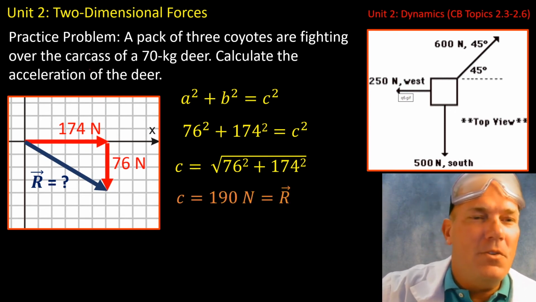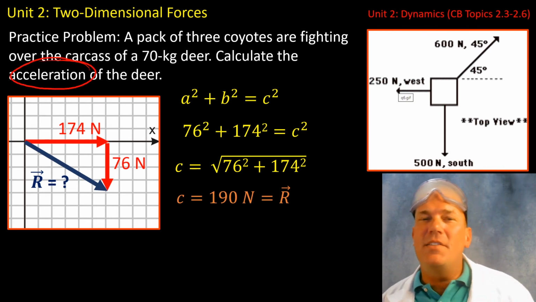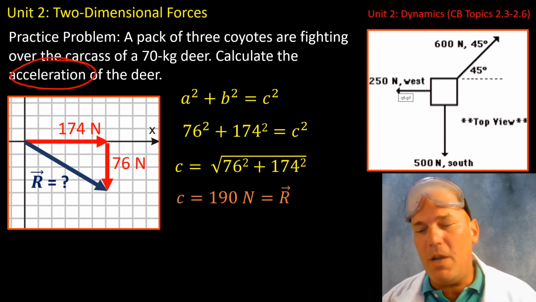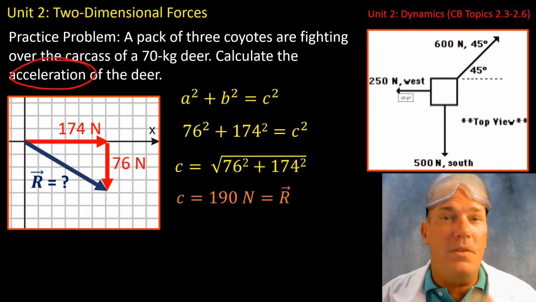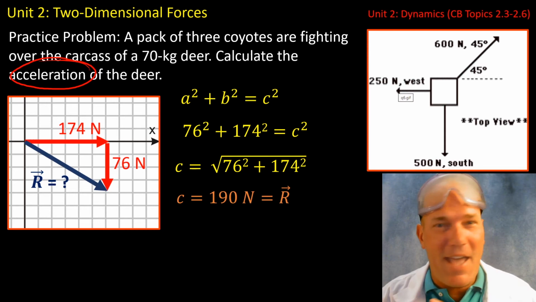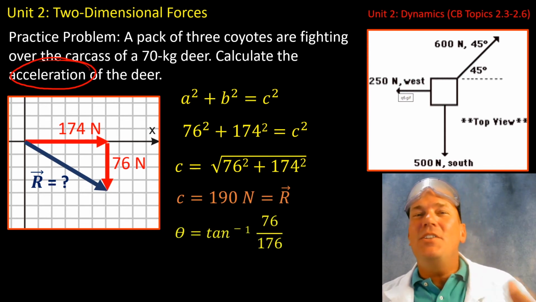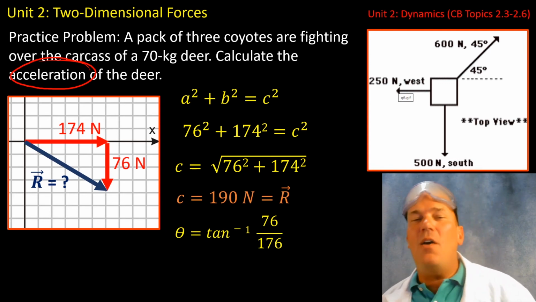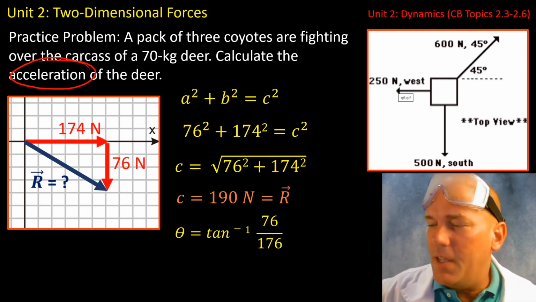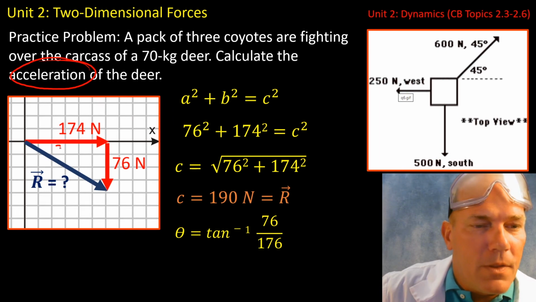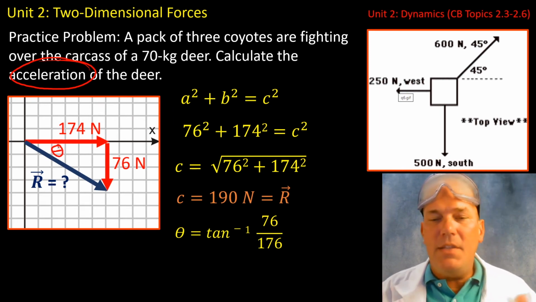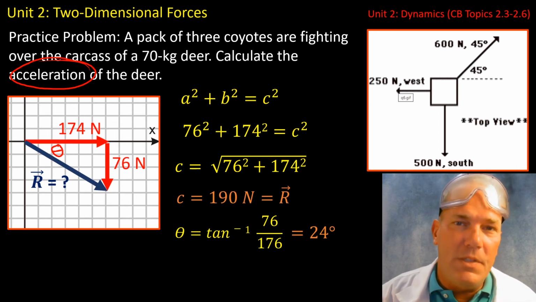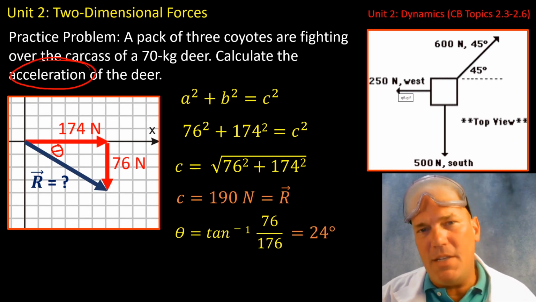However, class, you know that acceleration is a vector quantity, and vectors have both magnitude and direction. We have solved for the magnitude, but not the direction. Let's use an inverse trigonometric function to solve for the angle theta. I am solving for this particular angle in this instance using the inverse tangent function, and I get 24 degrees, and we're not done yet.